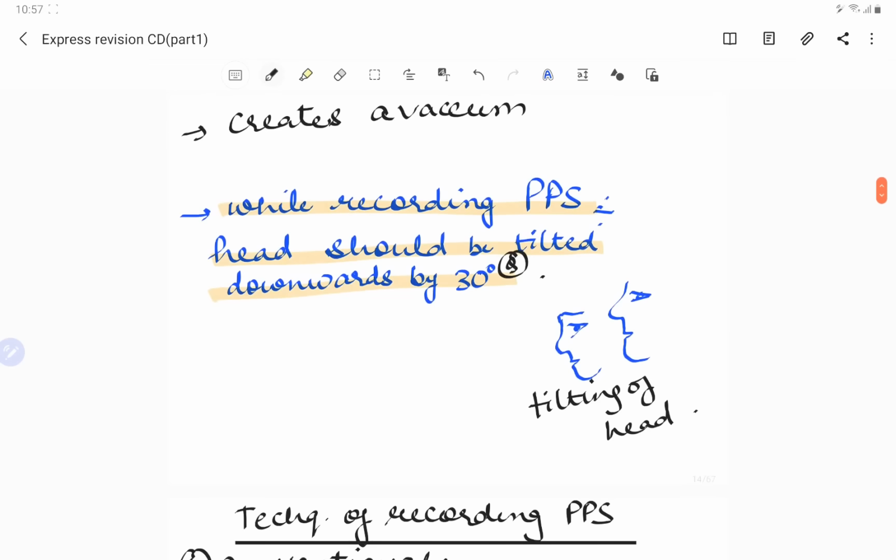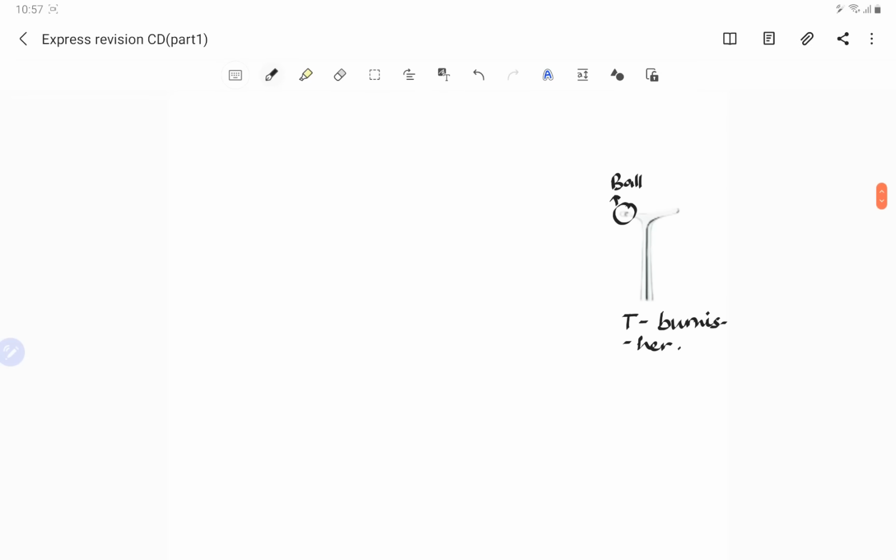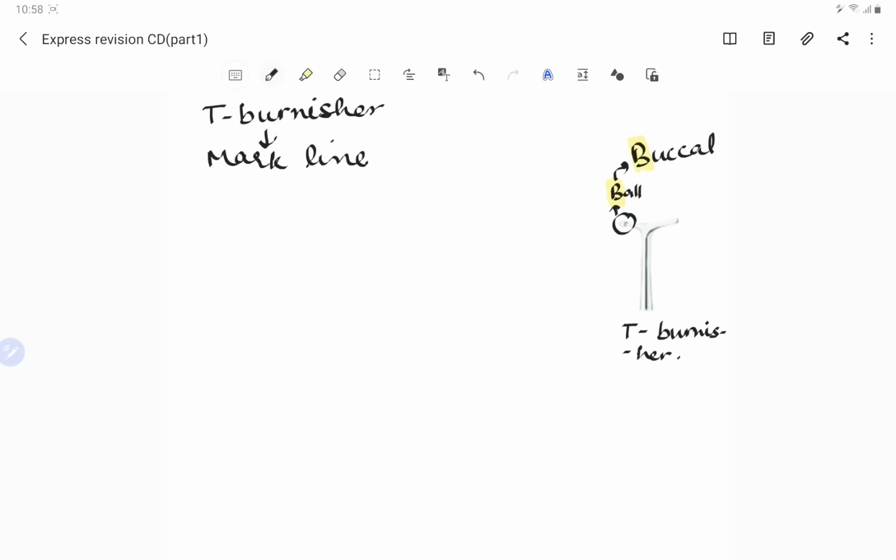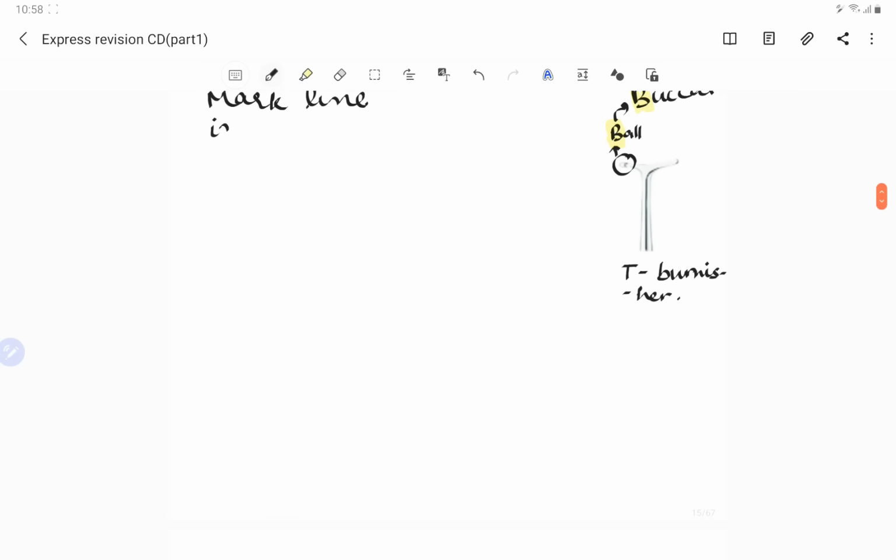First of all, we take the T-burnisher, this ball end, towards the buccal. B for ball and B for buccal, you can remember it this way. So with the T-burnisher, we mark a line using an indelible pencil.